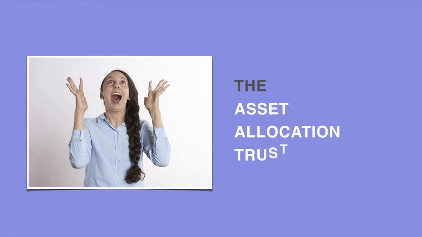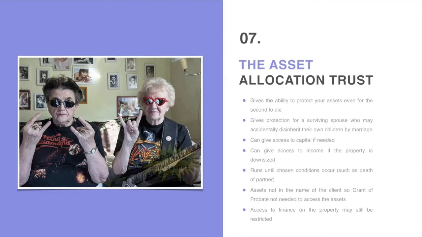Introducing the Asset Allocation Trust. So the Asset Allocation Trust gives the ability to protect your assets even for the second to die, unlike a will trust. It gives protection for a surviving spouse who may accidentally disinherit their own children by marriage. You can give access to capital if it's needed. You can give access to income if the property is downsized.